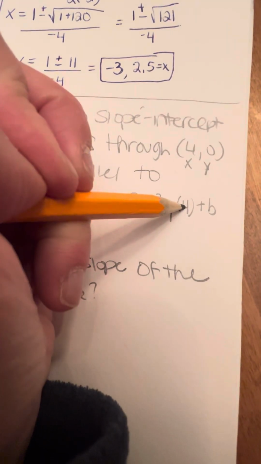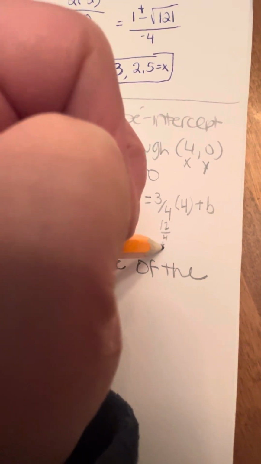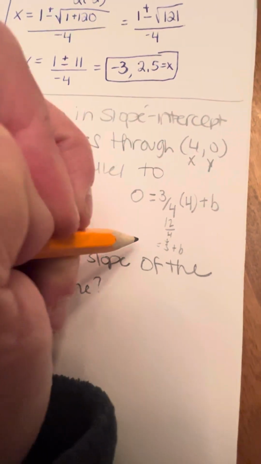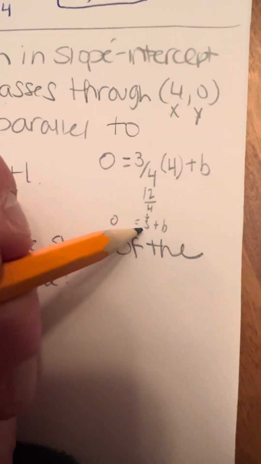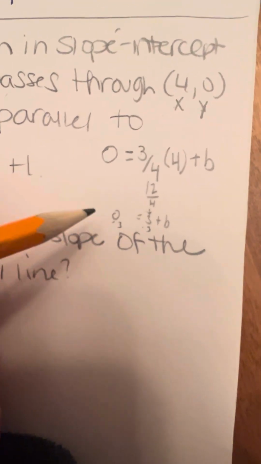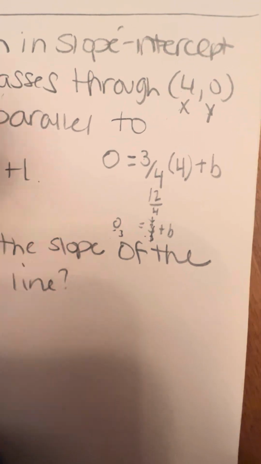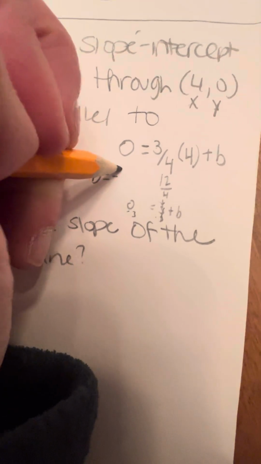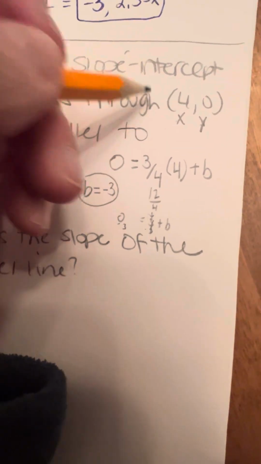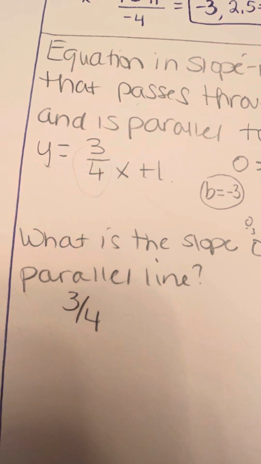3 times 4 is 12. 12 divided by 4 is 3. So we have 0 is equal to 3 plus b. I would get the 3 out of there, subtracting 3 on both sides. And that means that our b is equal to -3. So b is -3 after solving this, using that point in this equation. It's not going to be the same y-intercept.